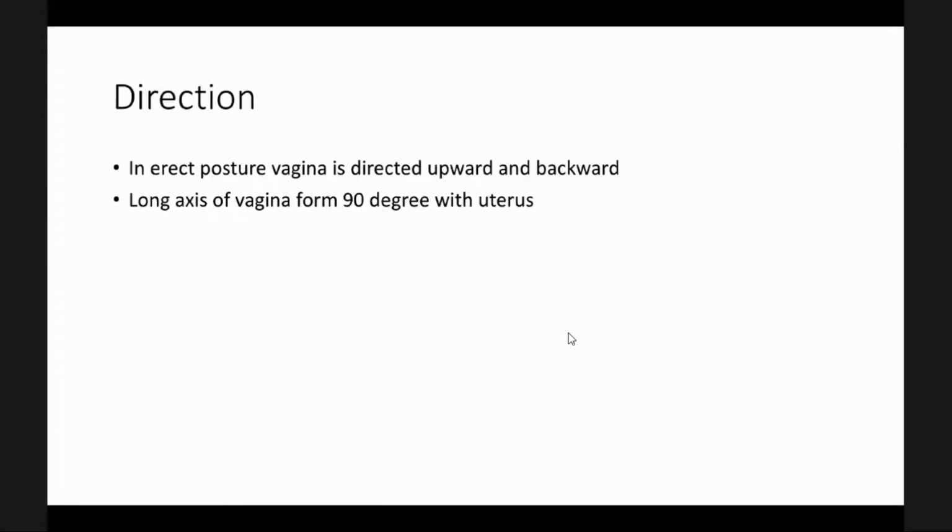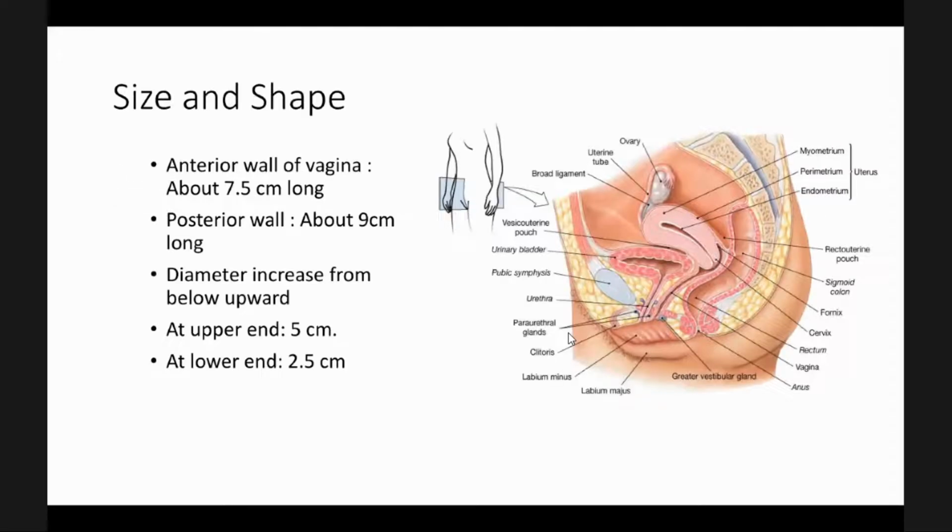And next is the direction. In erect posture, vagina is directed upward and backward. You have already seen this in the figure. And the long axis of vagina forms 90-degree angle with the uterus. You know this by now. All of you know the retroversion by now.